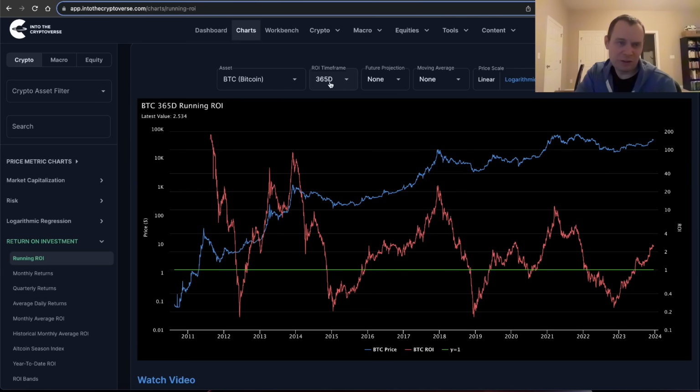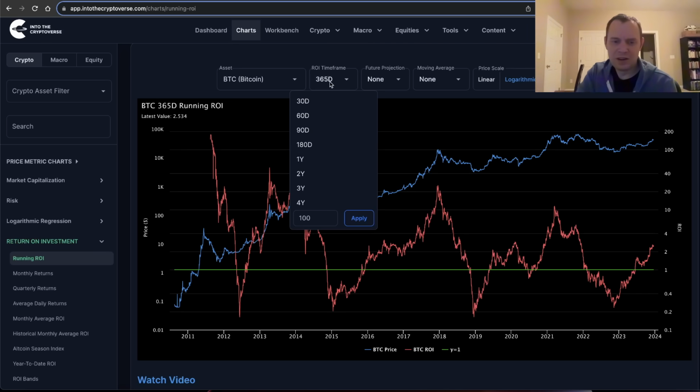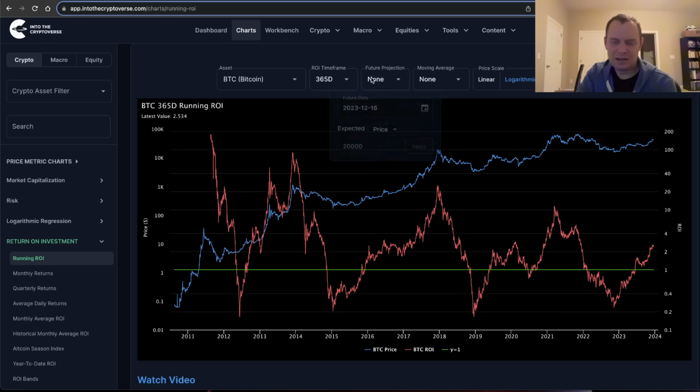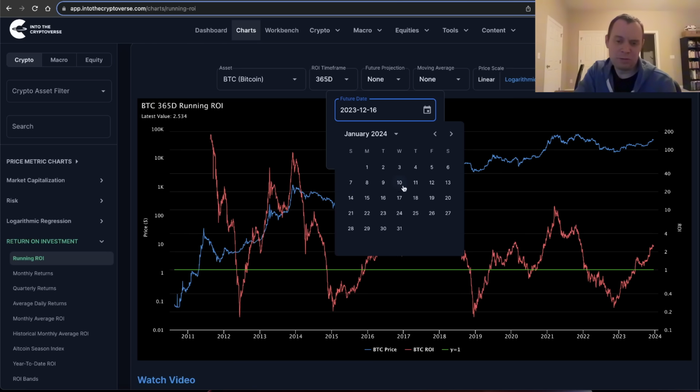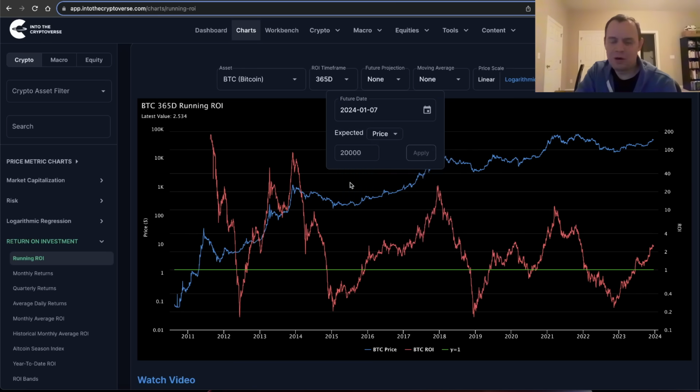So I guess the first thing to think about would be potentially the whole spot ETF narrative that could come to fruition in early 2024. I don't know exactly when, but I think some people are speculating early January. So let's just say January 7th. Where would the price of Bitcoin have to be to match somewhere between 2.9 to 3.1x from where it was a year ago?